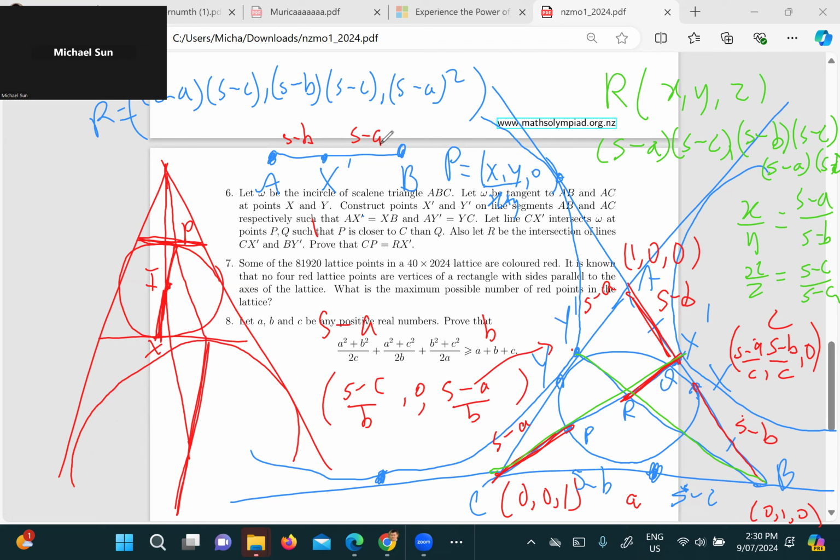Okay, I mean, something's gone wrong. So if it's S minus B and S minus A like this, then the coordinates should be the reverse. So it should be S minus A, S minus B. So maybe these are backwards. What happened here?